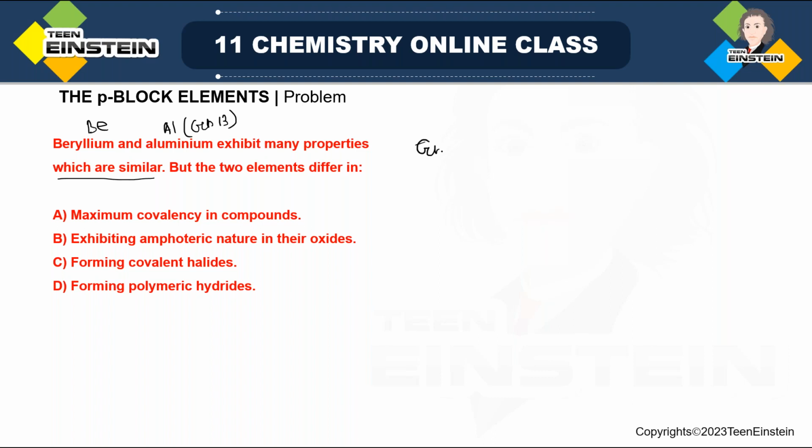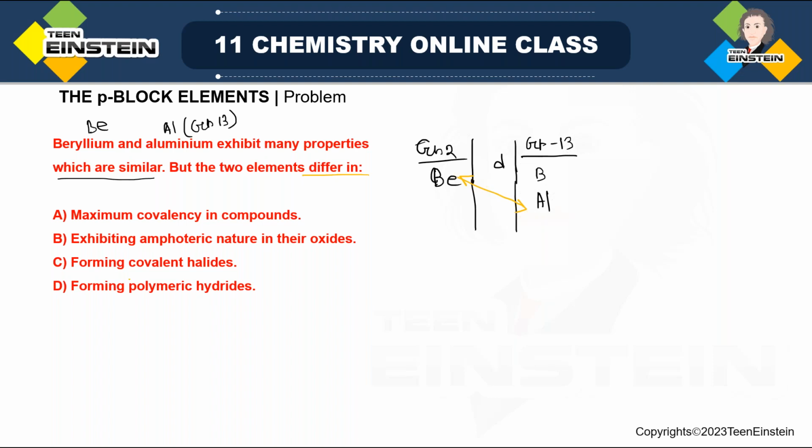So if I write group 2 elements, the first element is beryllium, and after that there is D block, and jumping the D block, if I start P block, then the first group is group 13, where the first element is boron, and after that there is aluminium. So if you see, there is a diagonal relationship present between these two elements, right? So that is why there are some similar properties, but it is not necessary that all the properties have to be similar. It may not be so. So basically we will find that property in which they are not similar. So the two elements differ in which property.